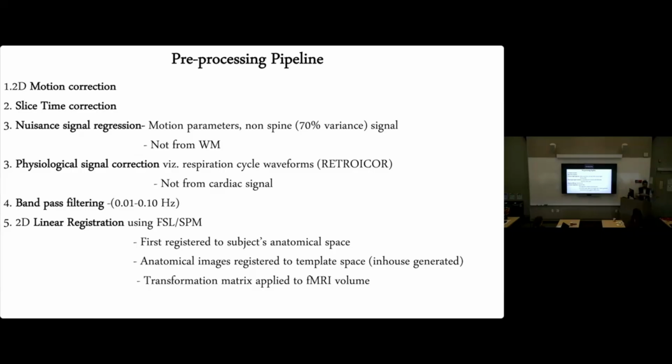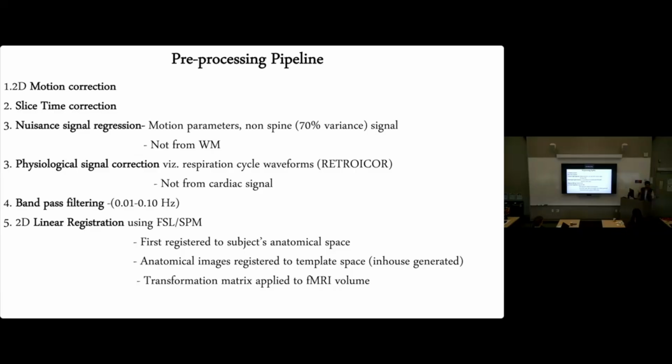Regarding the pre-processing pipeline for our functional MRI, we follow a very similar pipeline to those used in humans. We use 2D motion correction first, then slice time correction, then nuisance signal correction, which involves the motion parameters and non-spine area. We don't do white matter signal regression in our group, and I will show a few interesting results in the later part of the talk as to how that has helped our findings in a different way.